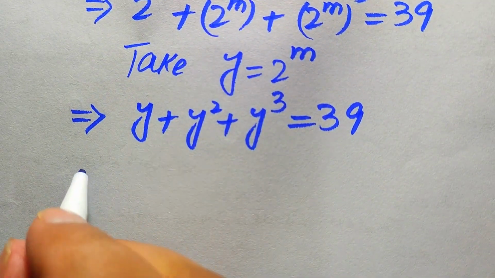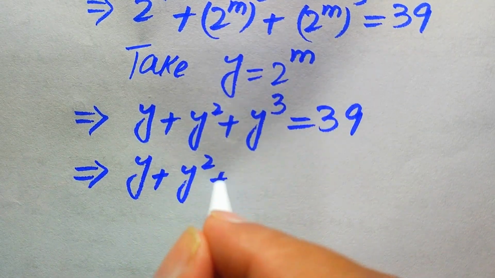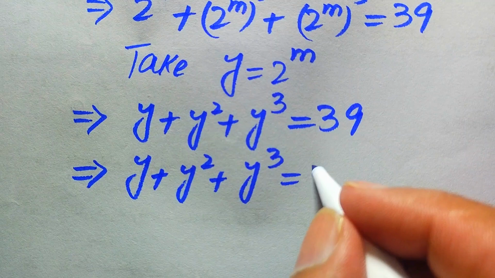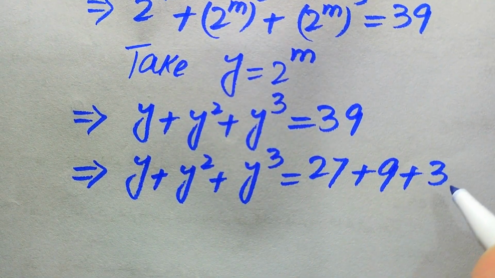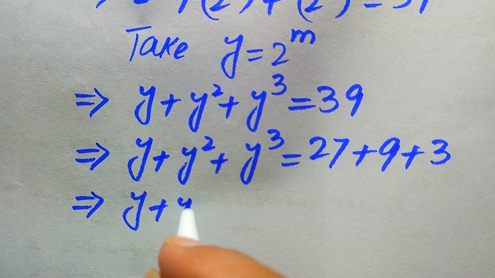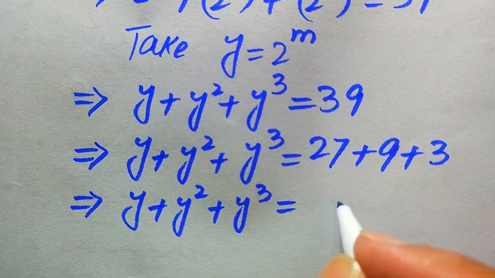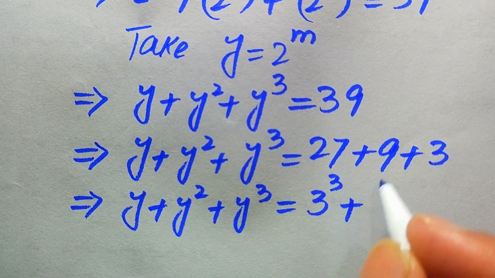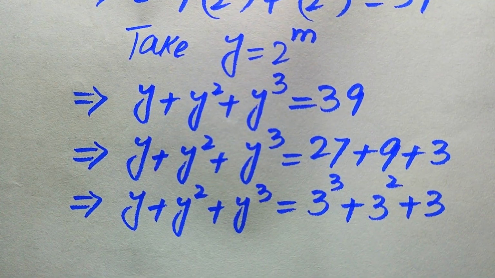And now in the next step we have y plus y squared plus y cubed is equal to 39, and we write it as 27 plus 9 plus 3. So we rewrite this equation as y plus y squared plus y cubed is equal to, we write this 27 as 3 cubed, we write this 9 as 3 squared, and this is our 3.